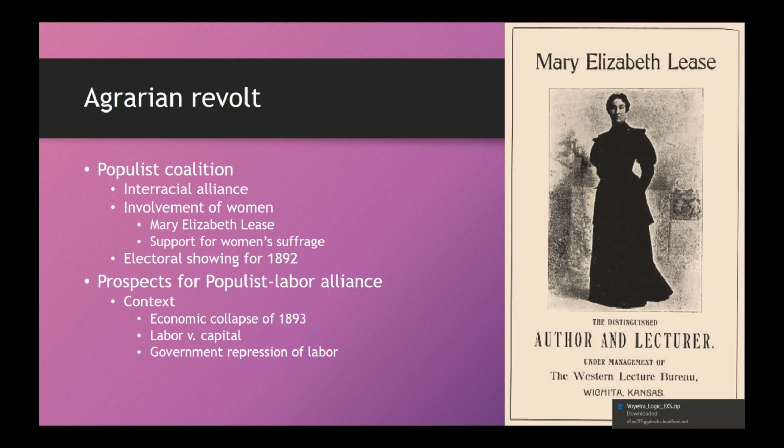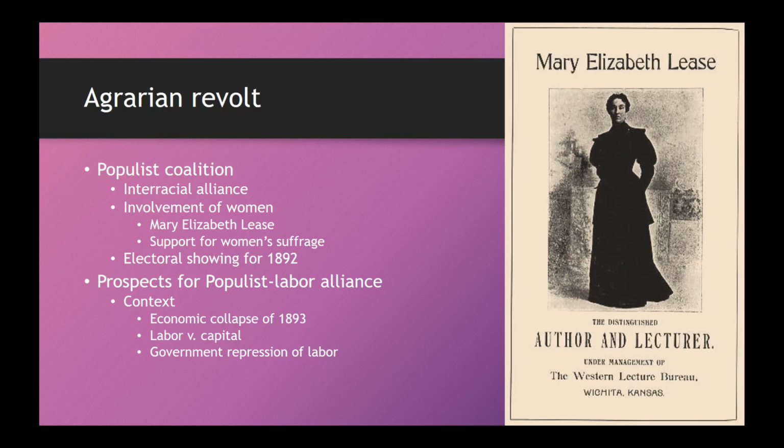In many ways, this populist coalition is interracial to a certain degree. It also involves a lot of women. This is Mary Elizabeth Lease. She's a member of this agrarian revolt, but she's also a woman pushing for women's suffrage. The populists across the board show up significantly in the election of 1892, and political leaders begin to look at trying to form a coalition between the populist farmers and organized labor.